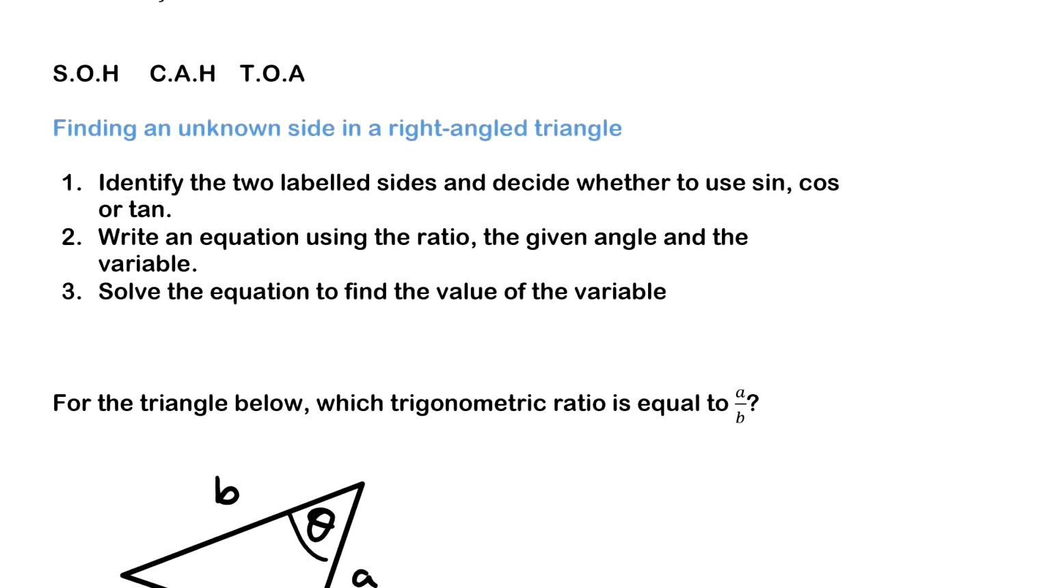So how we find an unknown side is we identify the two labeled sides first. What that means is we label them as opposite, hypotenuse, or adjacent, and then using these we decide whether to use sine, cos, or tan. For example, if we had the opposite and the hypotenuse, we know that fits into our SOH because O and H are only in that, so we're using sine. Whereas if I had the opposite and the adjacent, it would fit into TOA for tan. Then we write an equation using the ratio, the given angle, and the variable. And finally, we solve the equation to find the value of the variable.